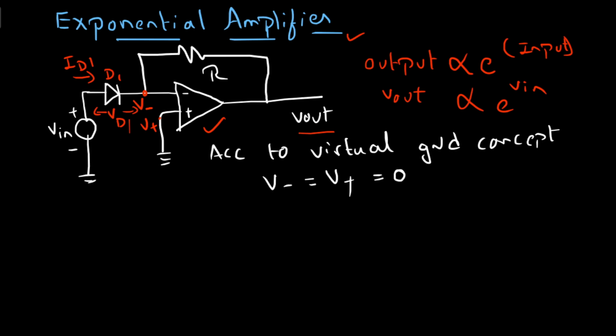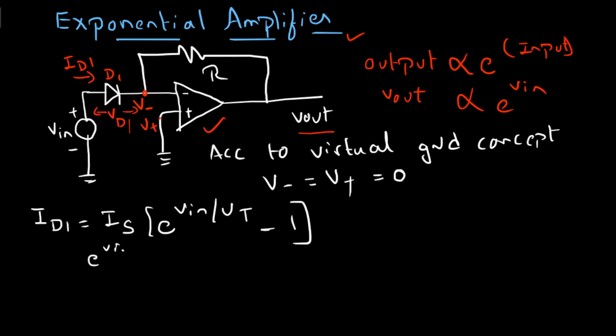Now, let us write the current equation for the diode. ID1 equals to reverse saturation current IS into e power V in by Vt minus 1, where V in by Vt is much greater than 1. So you can write it as ID1 is approximately equals to IS e power V in by Vt.